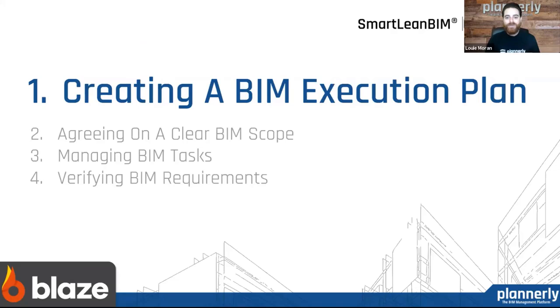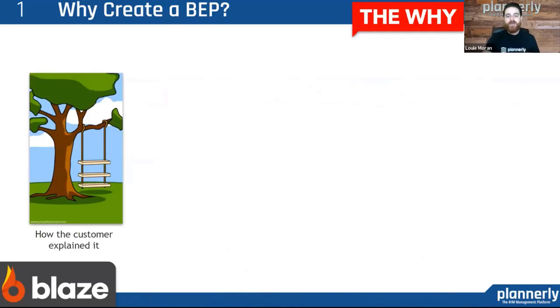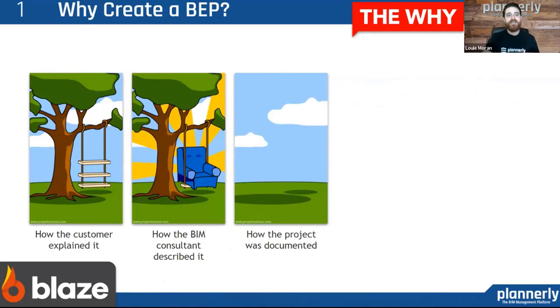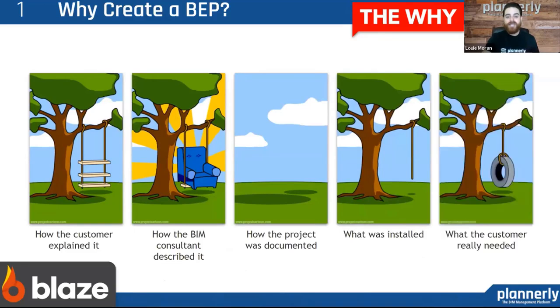So let's get started with creating the BIM execution plan. We first need to understand why we want to create a BIM execution plan. As you can see from the images here, there's some misinterpretation, there could be some miscommunication: how the customer explained it, how the BIM consultant described it, what was actually installed. And then at the end, we realized what we actually needed was just a rope and a tire. There's a lot of miscommunication that can happen, and this is just an example of one of those.